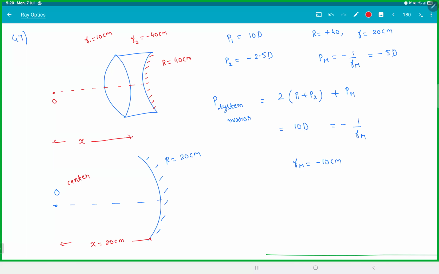Easy? That is the story every time. Find the power of the combination, see how it behaves, and then just use your regular stuff.